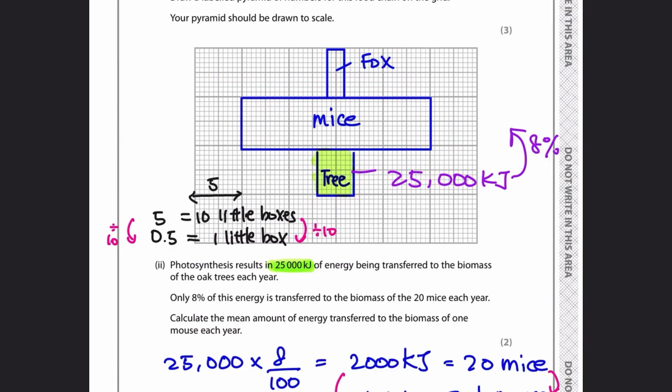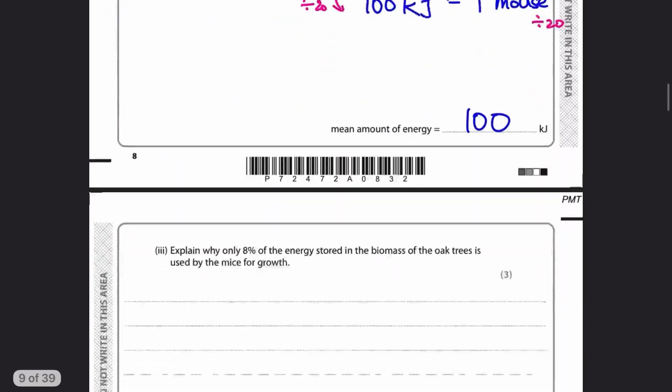The tree might not all get eaten, so not all of the tree is eaten. Even if it does get eaten, the mouse will poop it out, pee it out. So poo and pee means to egest and to excrete. And if they poo and pee these things out, then that energy is not going to be used for growth for the mouse. Sometimes the mouse might die, and if it dies, then of course that energy is no longer in the mouse anymore because it will decompose, right?